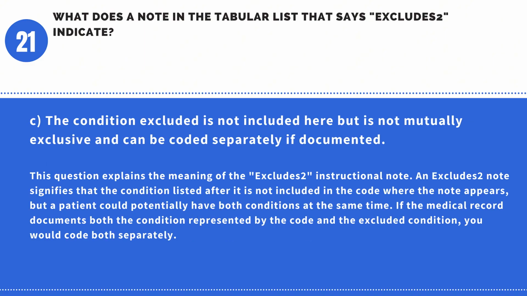Answer: C. The condition excluded is not included here but is not mutually exclusive and can be coded separately if documented. This question explains the meaning of the Excludes2 instructional note. An Excludes2 note signifies that the condition listed after it is not included in the code where the note appears, but a patient could potentially have both conditions at the same time. If the medical record documents both the condition represented by the code and the excluded condition, you would code both separately.